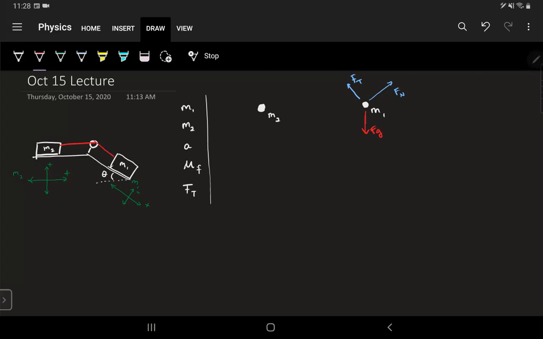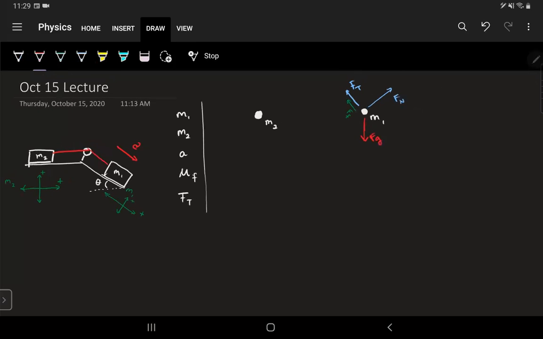Now, if we have friction, then our frictional force is up this way, Ff. Why is it that way? Because if you let go of this contraption, M1 would accelerate down this way. Since that's the direction of motion, friction opposes it. Friction's direction is always opposite of the acceleration or the velocity, okay?